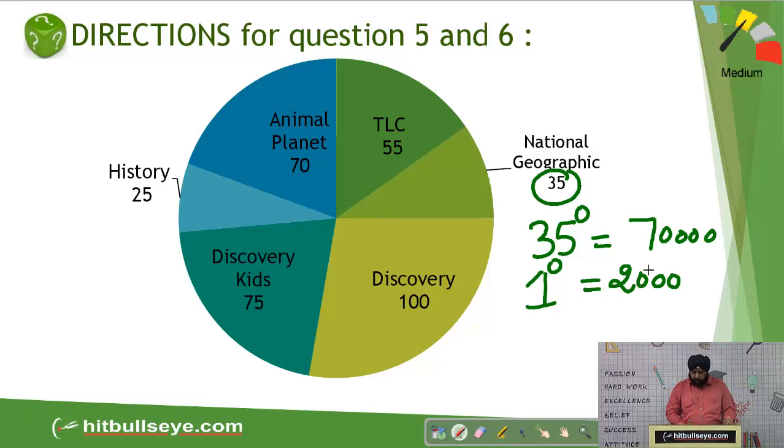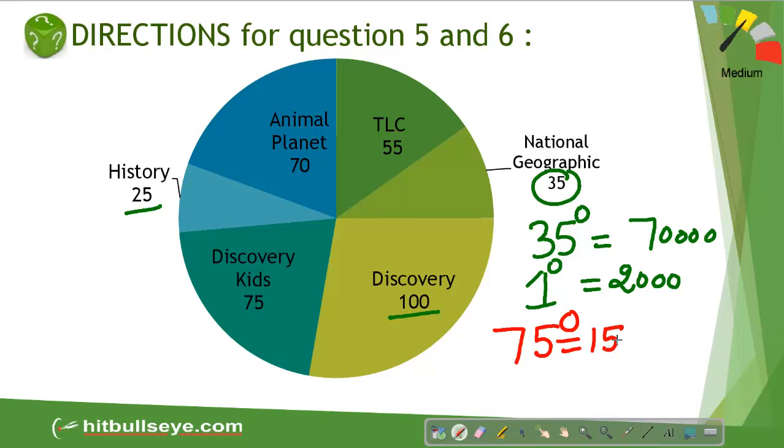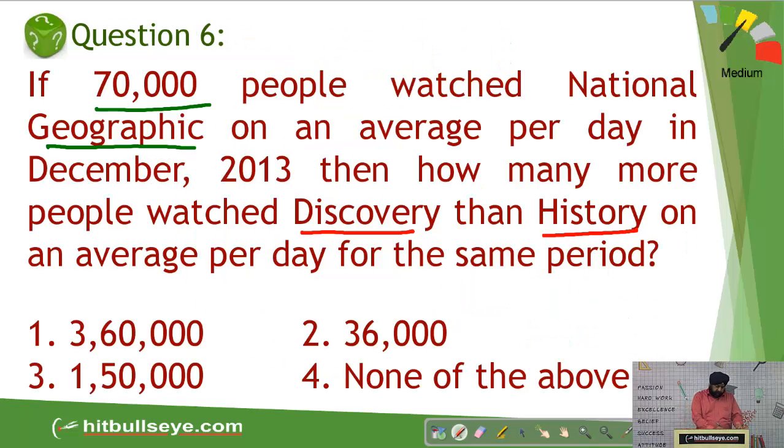Now the question asked is the difference between Discovery and History. So in degree terms, student, you can see it's 100 minus 25, 75 degree. If 1 degree corresponds to 2000, then 75 degree corresponds to 1,50,000. So you can see 1,50,000. Yes, that is there in the options. Hence, third option is the answer. So this was the pie chart that occurred in last year's SNAP paper. So we move on to the next question.